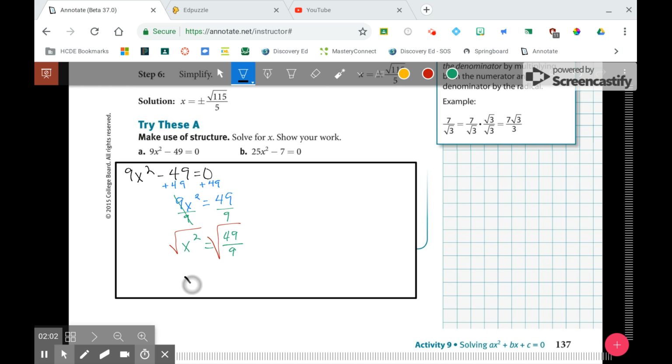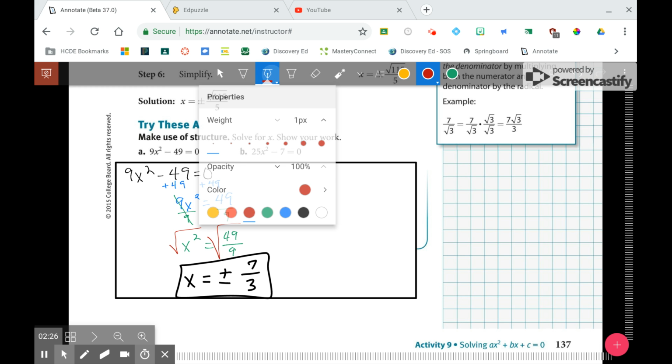So the square root of x squared is x. When we take square roots, go ahead and put that plus minus because there's always two answers. So right here in the numerator, we have square root of 49. Well, that's a perfect square. That's 7. Notice in our denominator, we have square root of 9. That's a perfect square too. We get 3. So that is our answer, plus or minus 7 over 3. Let's look at another example.